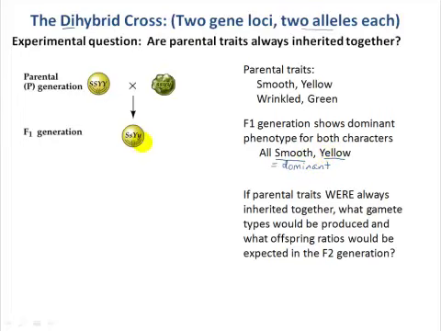Now let's do the thought experiment. If these traits, smooth and yellow and green and wrinkled, were always inherited together, what types of gametes would this F1 generation plant be able to produce, and what offspring ratios would that result in the next F2 generation? So to say that again, we know that this parental plant passed on in its gametes.